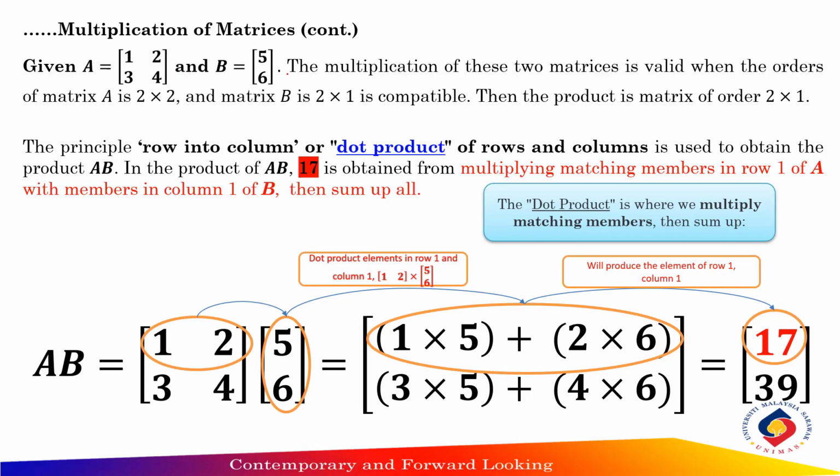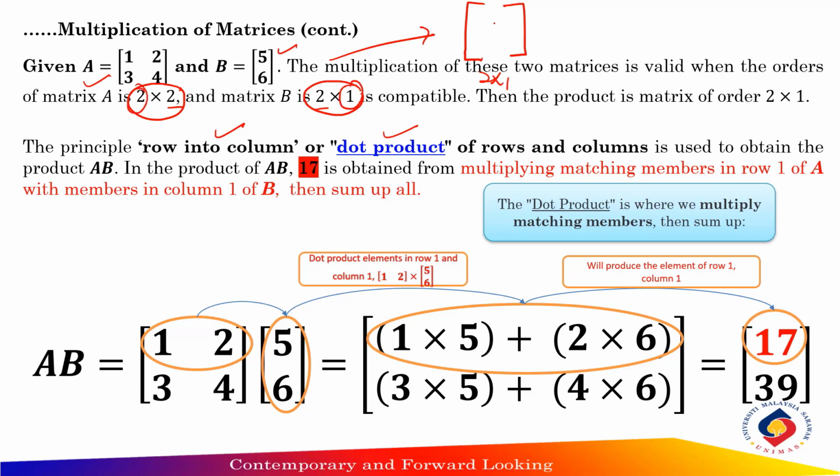Once the compatibility of 2 matrices is checked, we can apply the principle of row into column and dot product to carry out the multiplication process. Now look at this example. Given matrix A of order 2 by 2 and matrix B of order 2 by 1, these 2 matrices can be multiplied because the number of columns of matrix A equals the number of rows of matrix B, and the resulting matrix is of order 2 by 1.